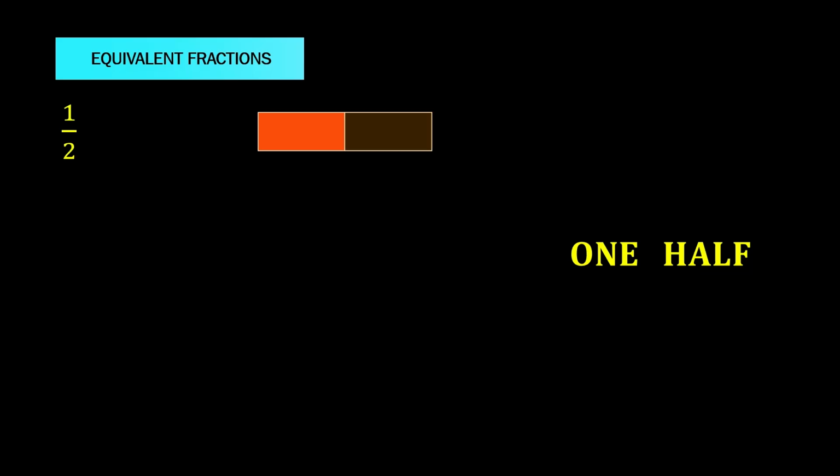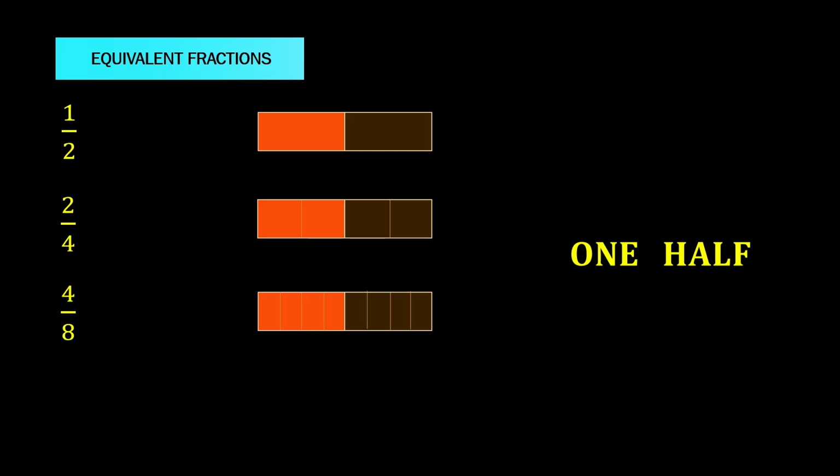Now let's take a look at equivalent fractions. How can we represent 1/2? 1/2 can be represented like this, 1 part out of 2, or 2 parts out of 4, or 4 parts out of 8, or 3 parts out of 6, and so on. All of these pictures show exactly the same amount. Although the fractions are written differently, they all represent 1/2. Simplifying simply removes unnecessary numbers.